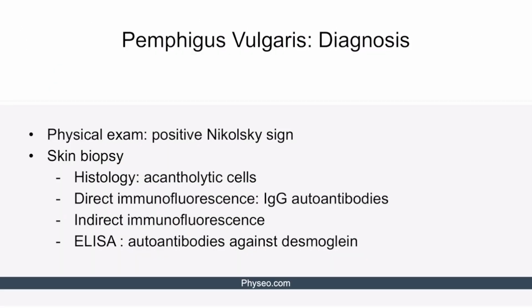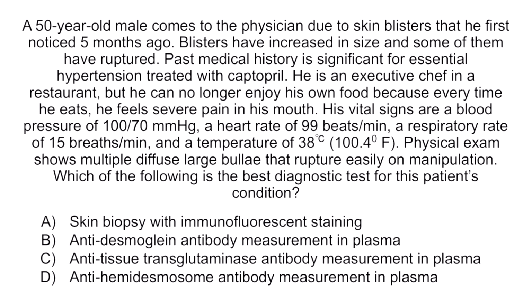Here is a slide reminding us of the diagnostic approach in cases of suspected pemphigus vulgaris. Now let's discuss why other options are incorrect. Although the anti-desmoglein antibody is characteristic of pemphigus vulgaris, measuring it in the plasma will not give us a tissue sample where we actually see antibody deposition around desmosomes. In other words, although reasonable, measuring anti-desmoglein antibody levels in plasma is not the most accurate diagnostic test, which is why option B is incorrect.